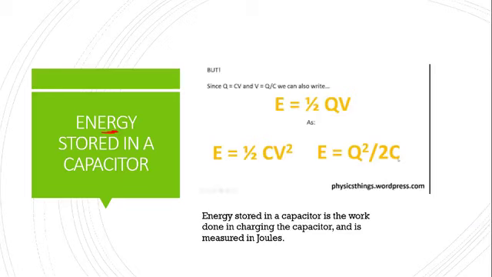The energy stored by a capacitor is measured using any of these three equations. The most popular of them is E equal to half CV squared. But depending on the parameters or the values you have in the question, you can decide to use any of these three equations. Note and remember that energy stored in a capacitor simply refers to the work done in charging that capacitor, and it is measured in joules.